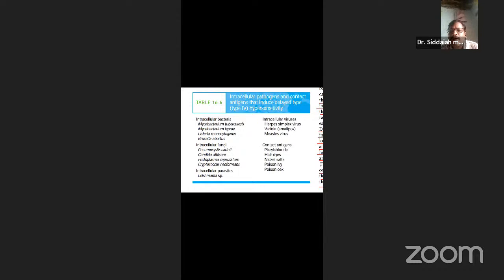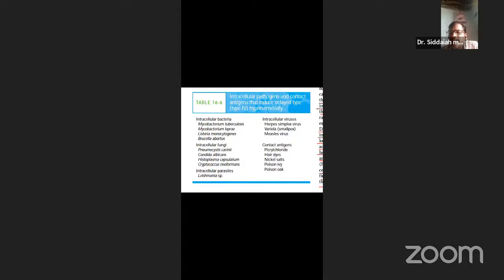And some types of contact antigens, hair dyes, also sometimes create the problem and damage the tissue, and nickel salts, and poison ivy and poison oak, these are the plant antigens, picryl chloride, and some of the poison contact antigens also have the capacity to induce the fourth type of reaction.